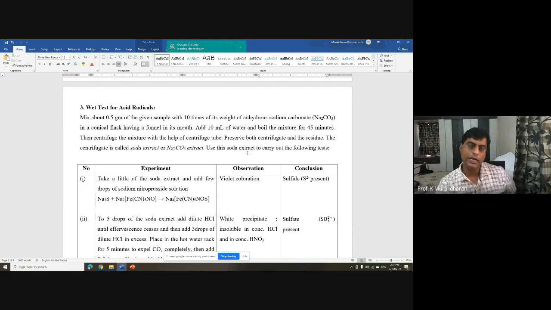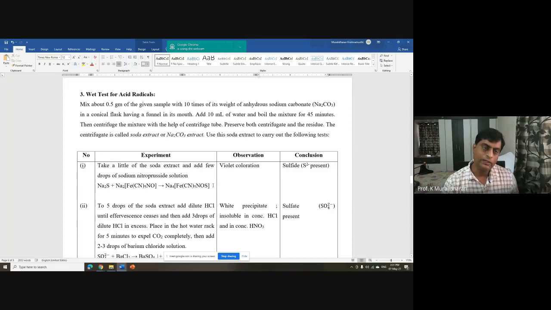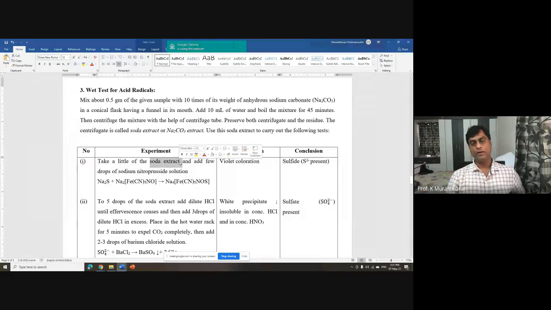The entire procedure is written as if we are doing the experiment with the sodium carbonate extract, but I should have changed this. You have to understand it in such a way that it is either the extract or a clear solution. If it is perfectly soluble in water, you take that solution directly. If it is not soluble, you make the sodium carbonate extract, and then you take the sodium carbonate extract alone for this analysis. Okay, so how do we make this?